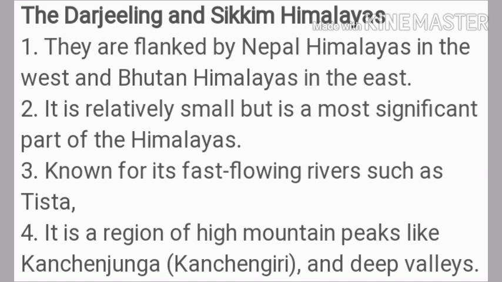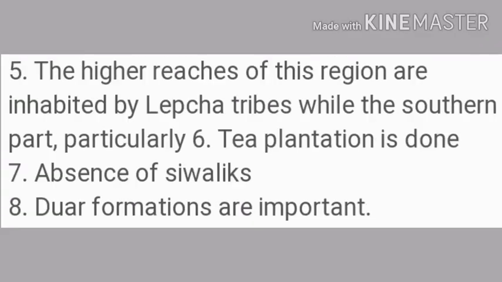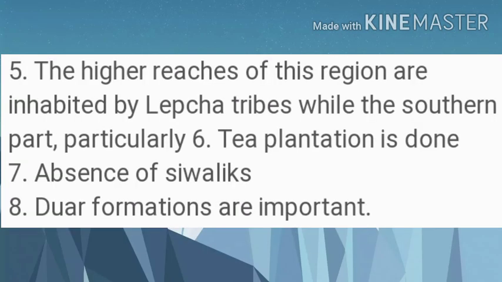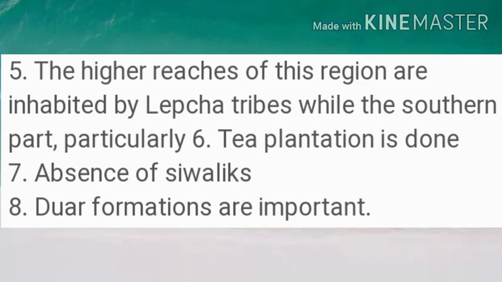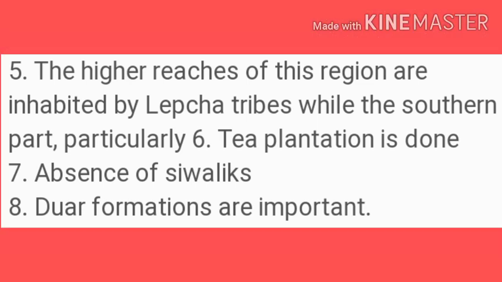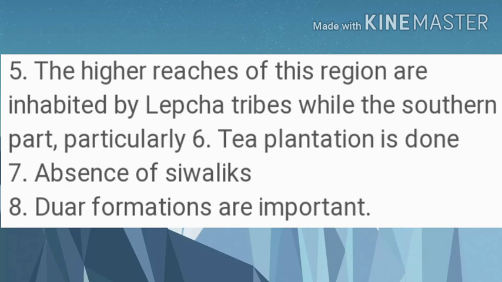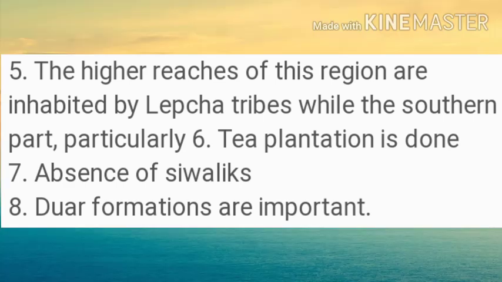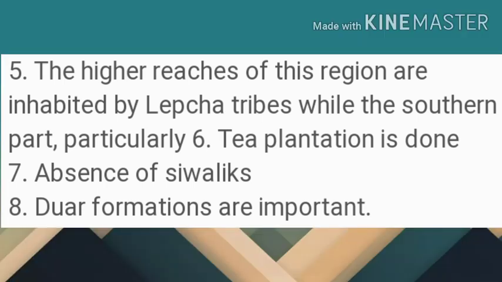The higher reaches of this region are inhabited by Lepcha tribes, while the southern part, particularly the Darjeeling Himalayas, has a mixed population of Nepalis, Bengalis and tribes from central India. As compared to the other sections of the Himalayas, these along with the Arunachal Himalayas are clearly distinguished by the absence of the Shivalik formations.